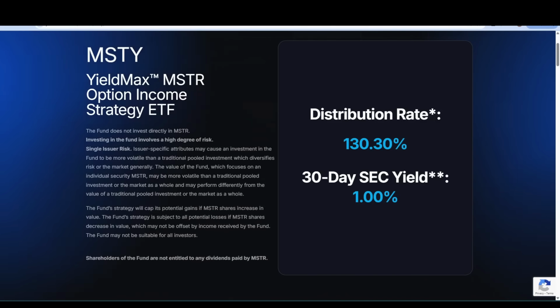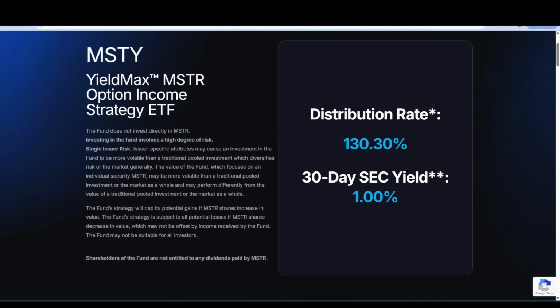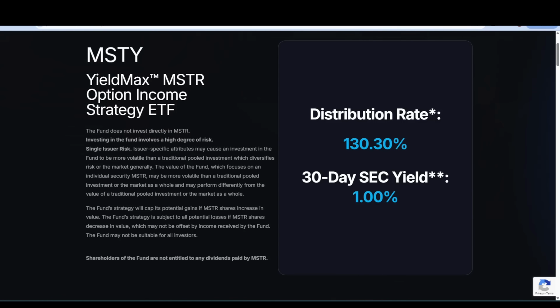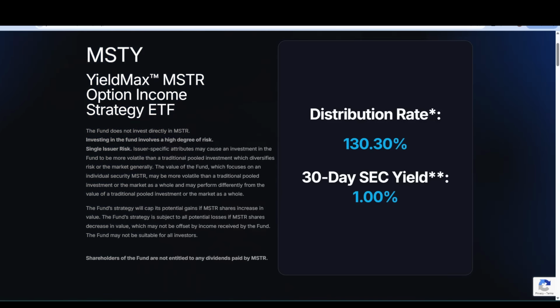Since it is a holiday today, the market is closed, so we're going to do a little something different and see how many shares we have to have in order to make $5,000 per month on MSTY in distributions.